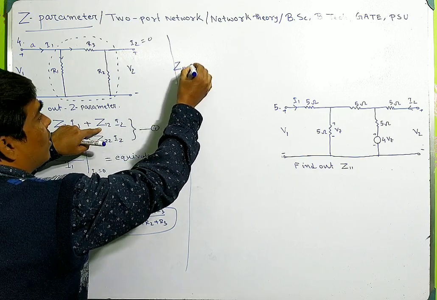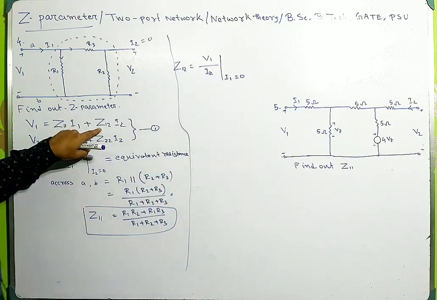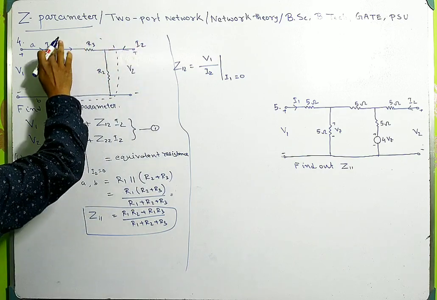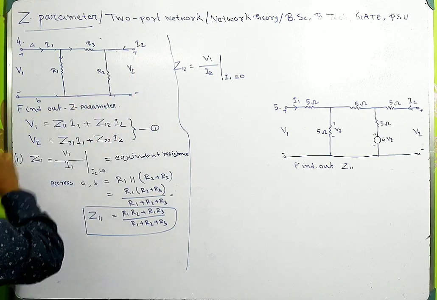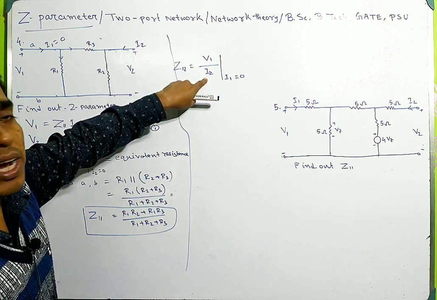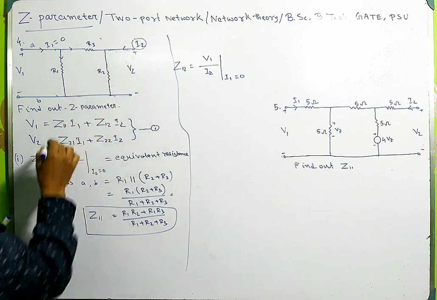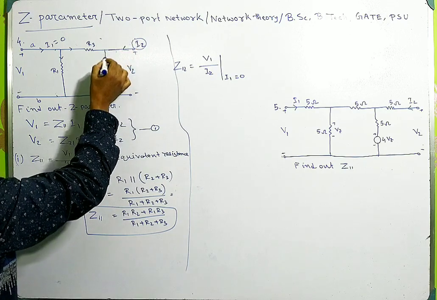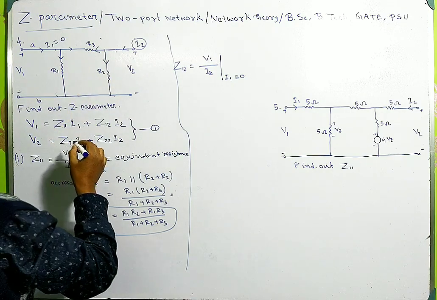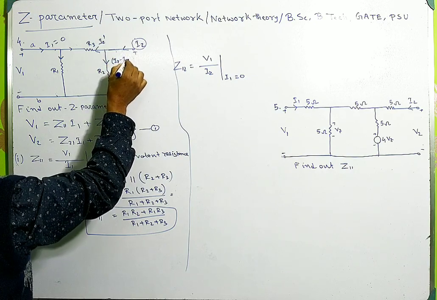Z12 is given by V1 divided by I2 when I1 is 0. So in this case, this is I2 and this is I1. I1 must be equal to 0, and you have to calculate V1 divided by I2. In this circuit only I2 is present, I1 is 0. So this current will flow through this branch and through this branch. If I take this as I2 dash, this will be I2 minus I2 dash.